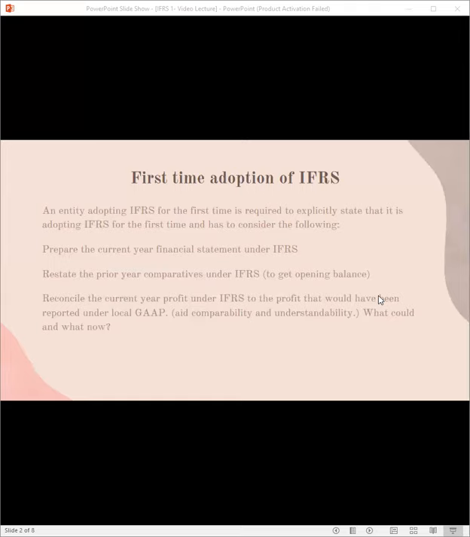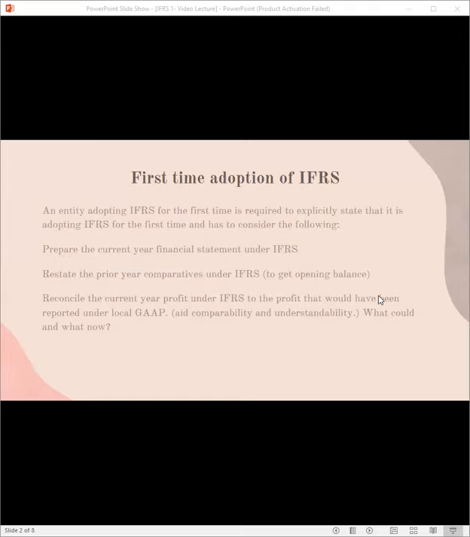Also, besides just getting the opening balance, to facilitate comparison and thereby enhance the use of the financial statement so that all stakeholders can understand and analyze the performance of the company in the previous financial year. Now, the third point that the company is supposed to do is, now the current year balances and profits, all of it has been prepared under IFRS. The previous year profit also has been stated under IFRS.